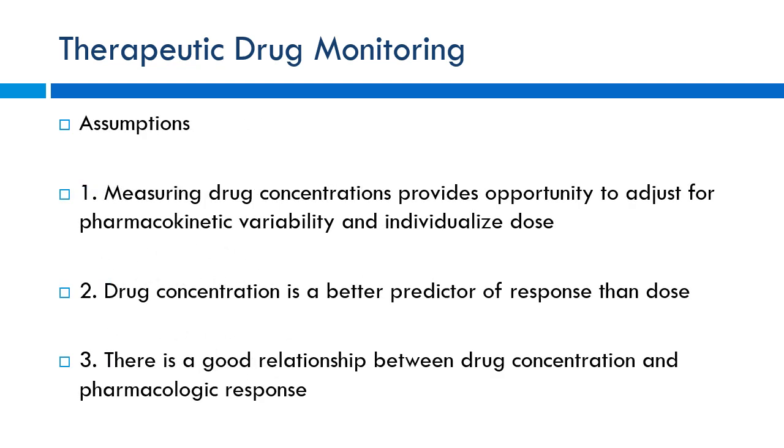So some assumptions we have to consider when we're going to do therapeutic drug monitoring. One, we're going to say that measuring the drug concentration gives us the ability to adjust for that pharmacokinetic variability and individualize the dose, right? So again, if a drug only comes in one way and there's no way to change that, which is very often not the case, we can alter the dose, we can alter how often we're giving it. So that assumption usually holds true here, right? The other assumption here is that drug concentration is a better predictor of response than just the dose they're getting, right? So again, this is good for narrow therapeutic index drugs, maybe where you need to make sure you get a level up to a certain point to make sure that you're actually going to have efficacy.